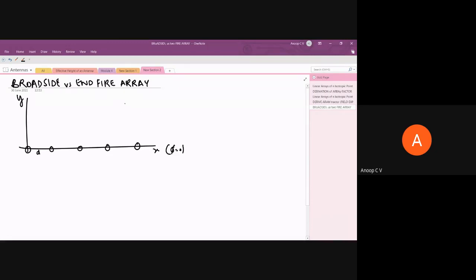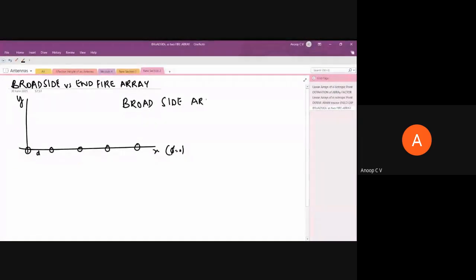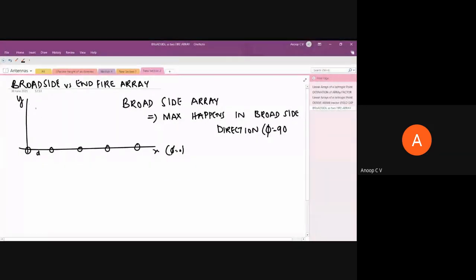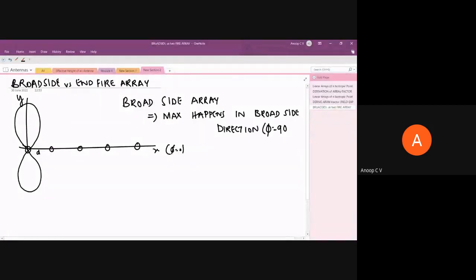Now, in this setup, a broadside array means the maximum happens in the broadside direction. In this case, broadside is phi equal to 90 degrees. So if the pattern maximum happens at phi equal to 90 degrees and 270 degrees, this is called a broadside array.